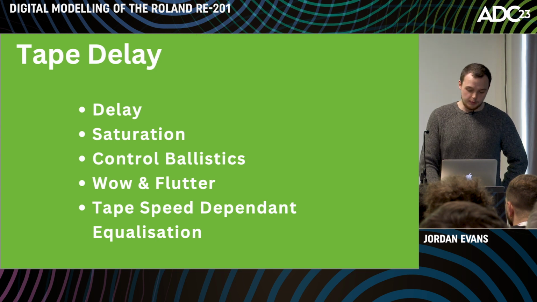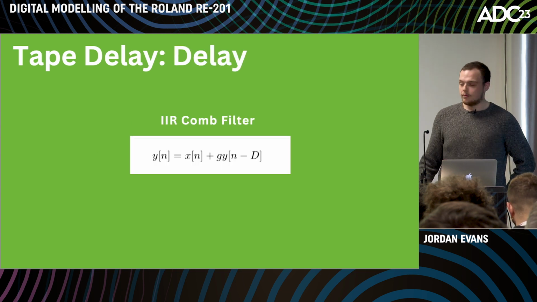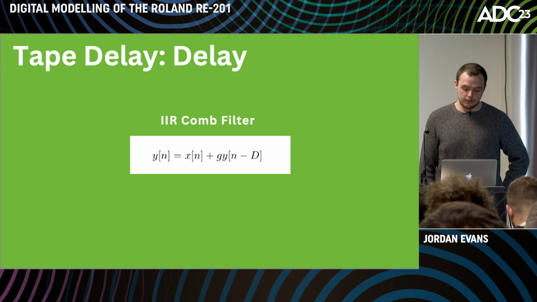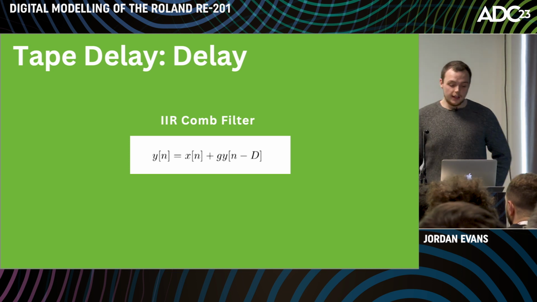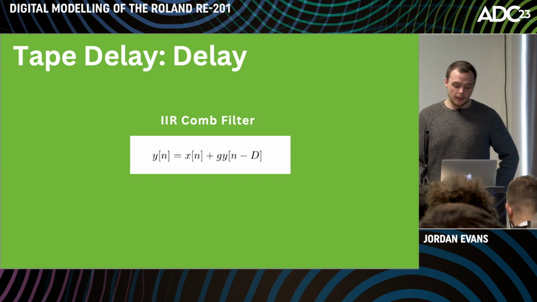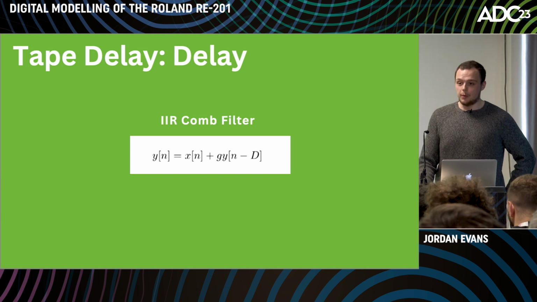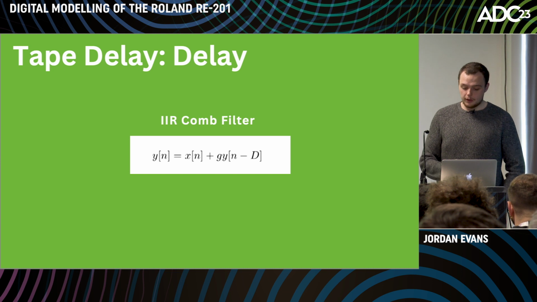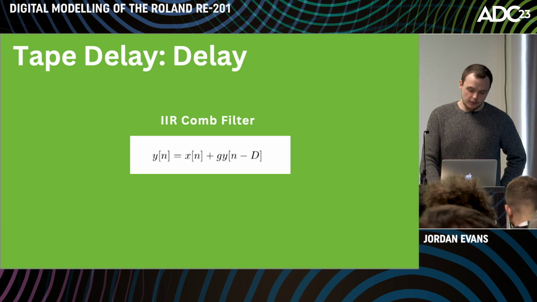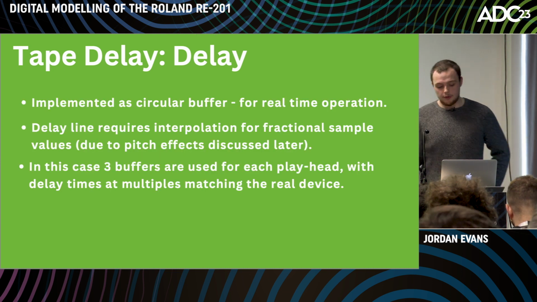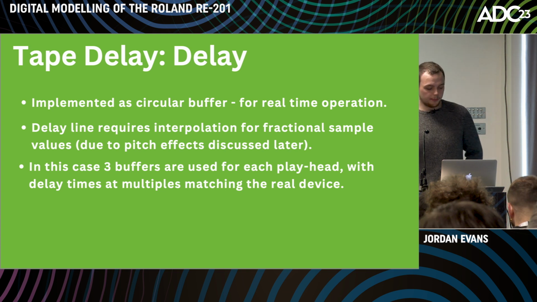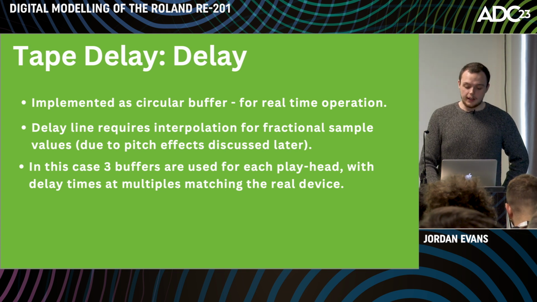So the tape delay, the fun bit. One of the most easy ways to implement delay is using the IIR comb filter. We use an IIR comb filter because it feeds back and we want a feedback response. To implement it in real time, we need to use a circular buffer. And we also need our delay time to be interpolated.